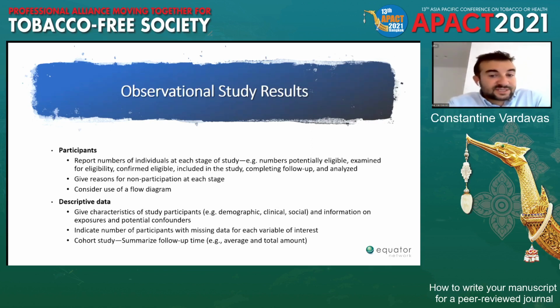You give characteristics of the participants: demographics, clinical, social, educational, and you give descriptive information on the exposures and potential confounders. You provide information on participants with missing data, and you can also present follow-up time if you have a cohort study. This is just an idea of what things you'd include in the descriptive part of the results section.